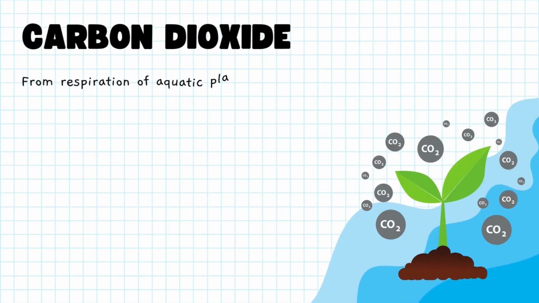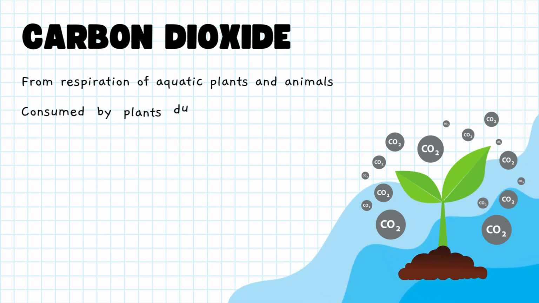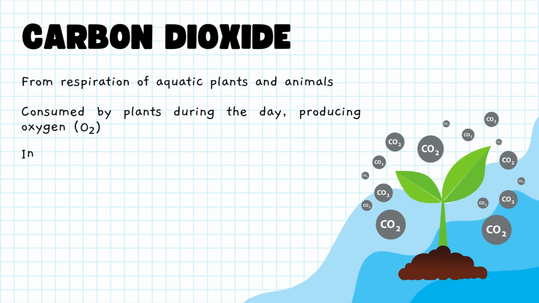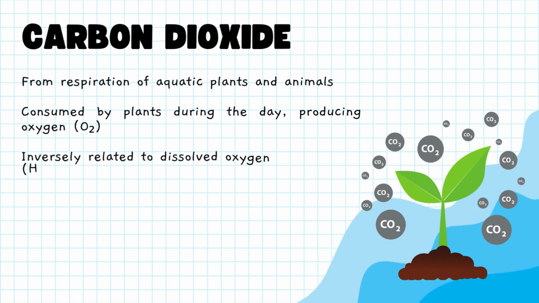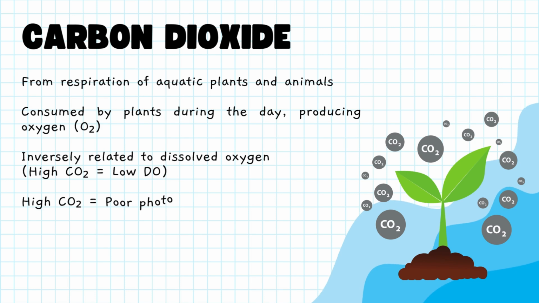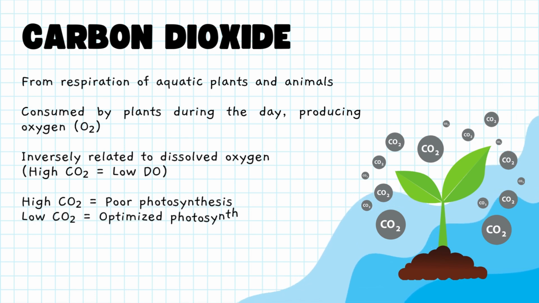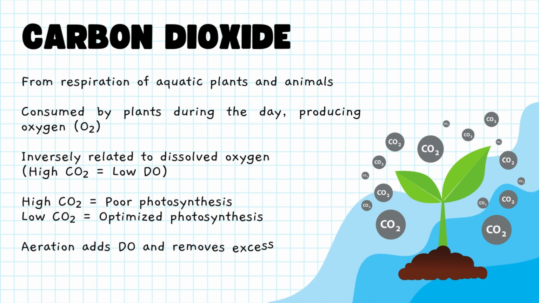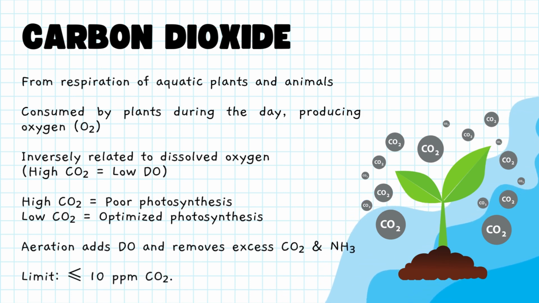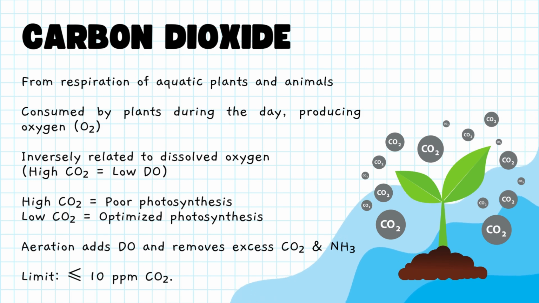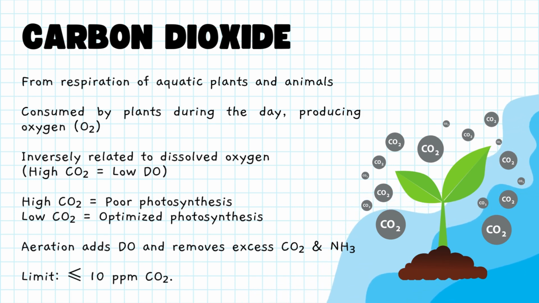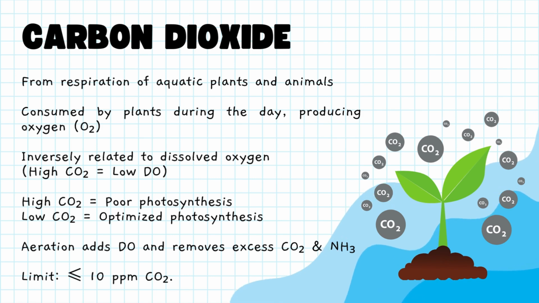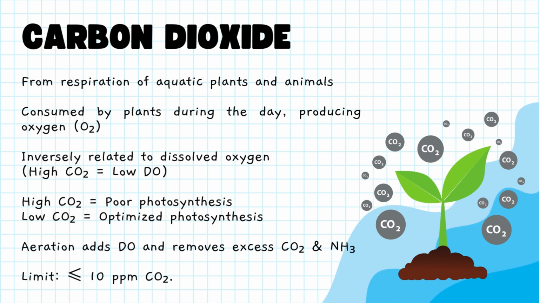Carbon dioxide, or CO2, is naturally present in water due to respiration from the aquatic organisms and decomposition of organic matter. High CO2 levels can cause respiratory stress to the fish, making it harder for fish to extract oxygen. pH fluctuation also can lead to stress and disease. Carbon dioxide is consumed by the plants during the day, producing oxygen. It is inversely related to dissolved oxygen. So if there is high CO2, there will be low dissolved oxygen.